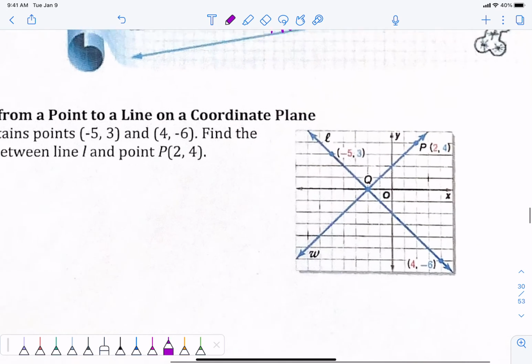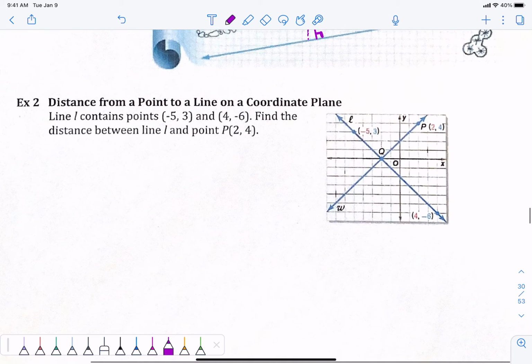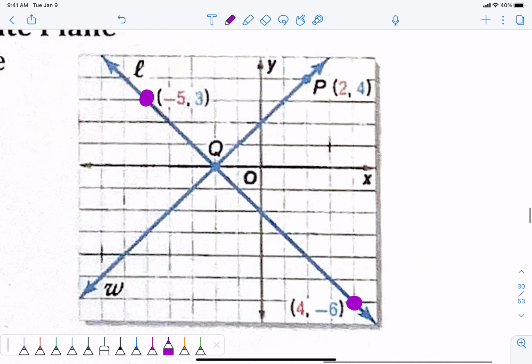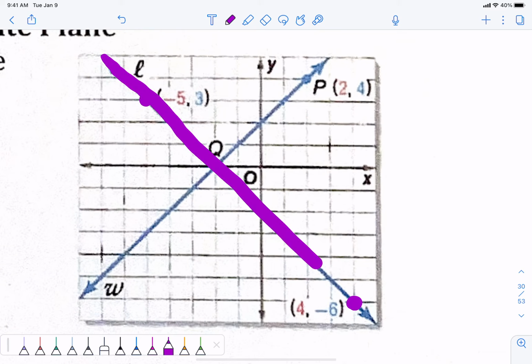We only have 2 examples left. This is kind of short. They give us line L, and it's at the points (-5, 3) and (4, -6). Okay? This is the line L. This is what's given to us.